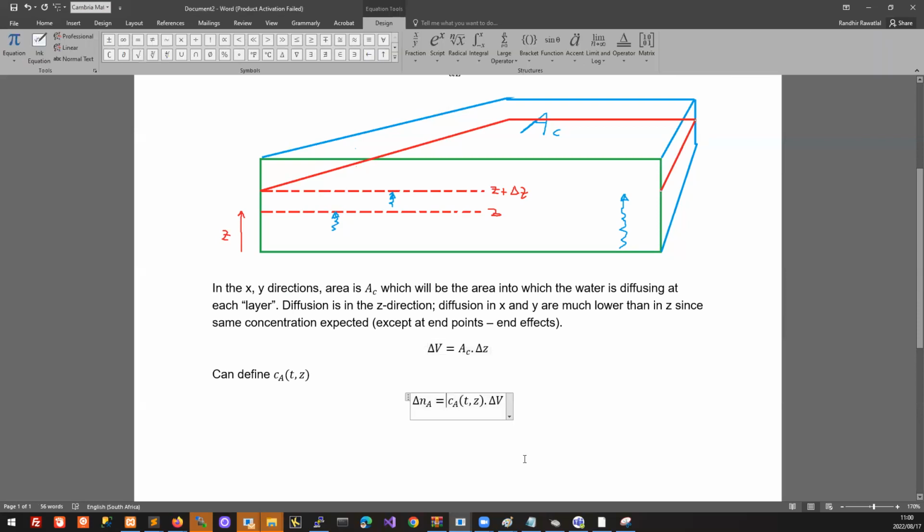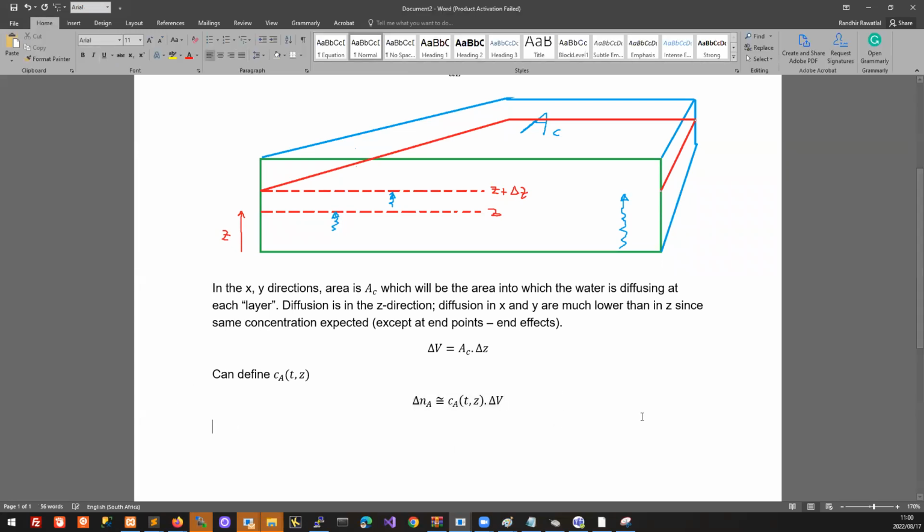This is an approximation, right? So we should strictly write it like this. Another approximation could also be that instead of at Z, we could do this at Z plus delta Z. In this case, we would be looking at the top edge and saying, what's the concentration there? And then multiply it by that volume. So those are both approximations. And of course, a better approximation would be the average of the two.